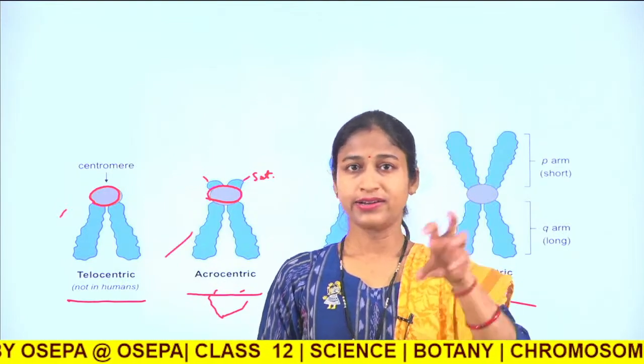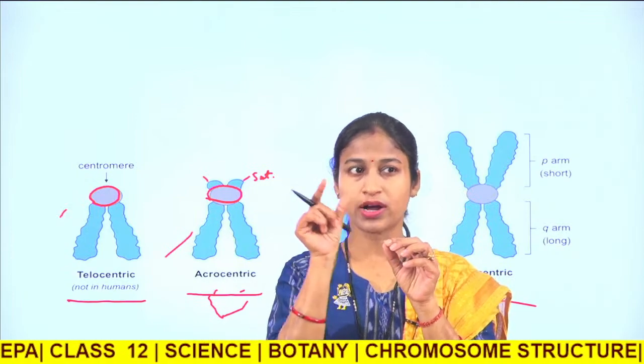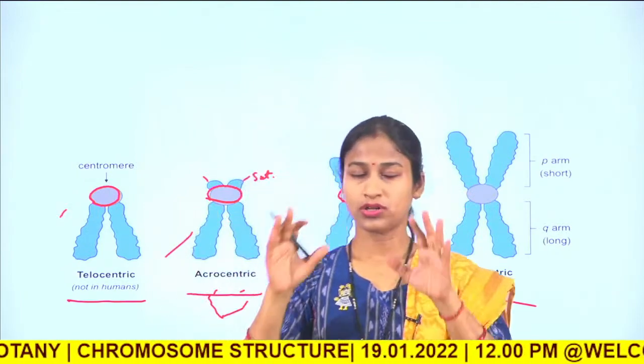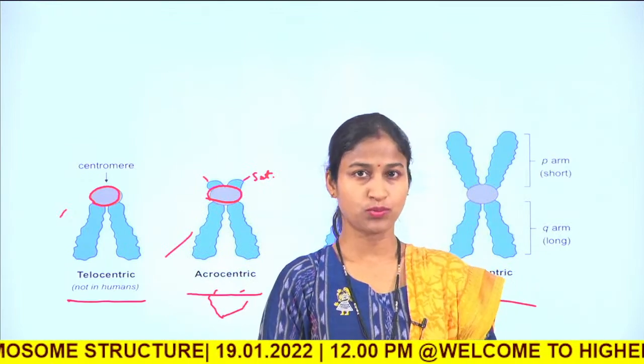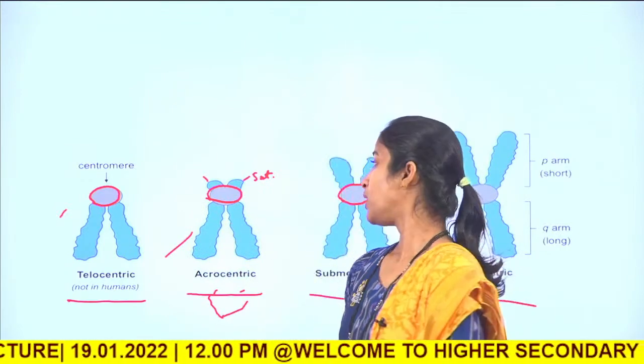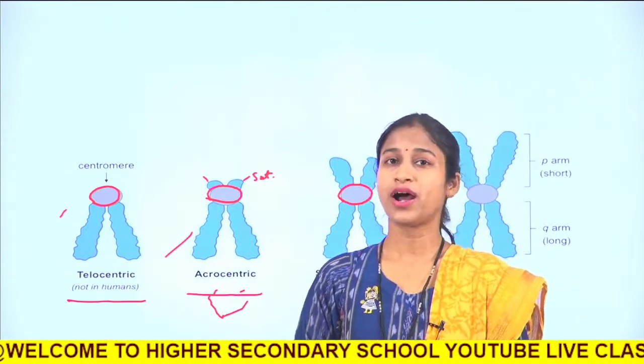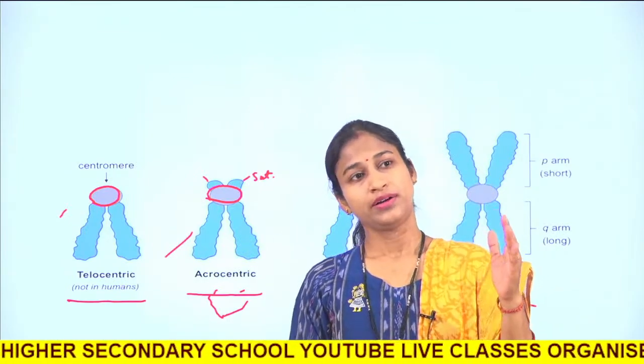So, this secondary constriction gives rise to a kind of structure known as satellite, and these are the total structure of chromosomes, of various chromosomes. Now, apart from that, on the basis of several facts, we can divide the chromosomes into different types.